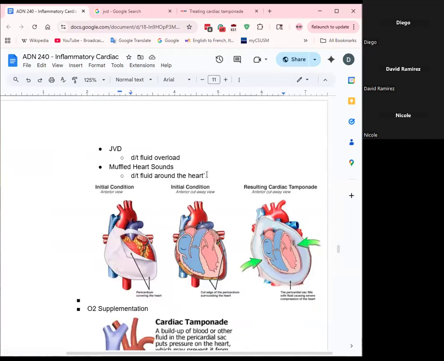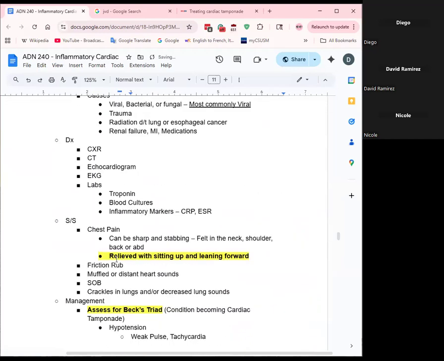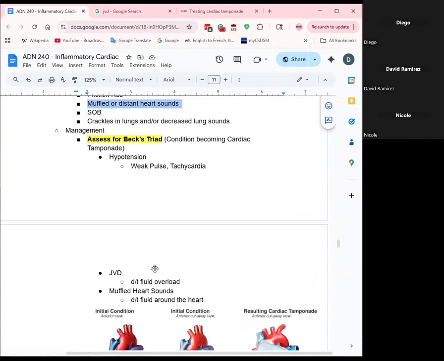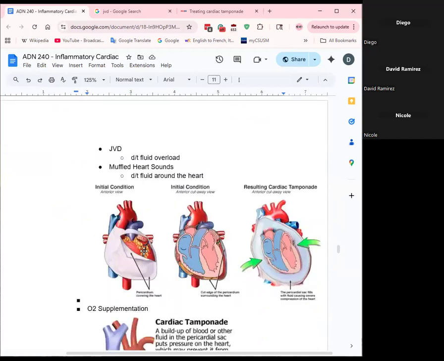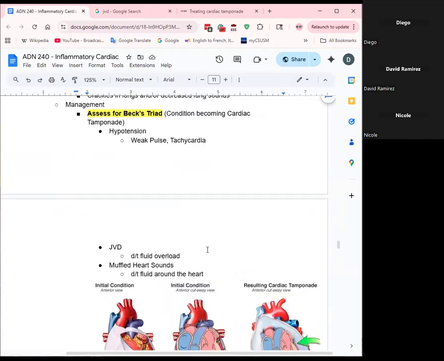So in this case, even muffled heart sounds are already kind of a sign and symptom of pericarditis, but it would be a change where it's considerably worse, because now it's not just an inflammation of the sac that might be affecting the heart sounds. Now it's that buildup of fluid that's making things even worse. So it's like you're listening to an echo, like through a tunnel kind of thing.